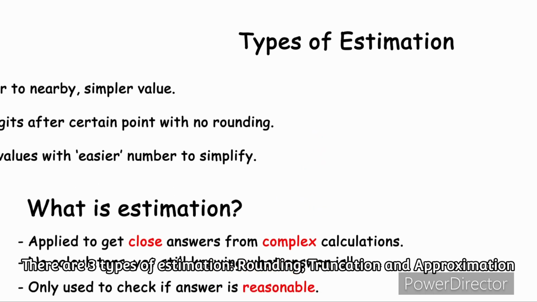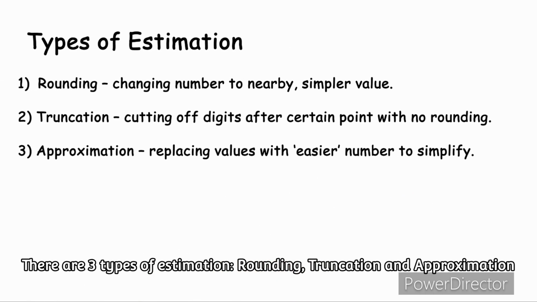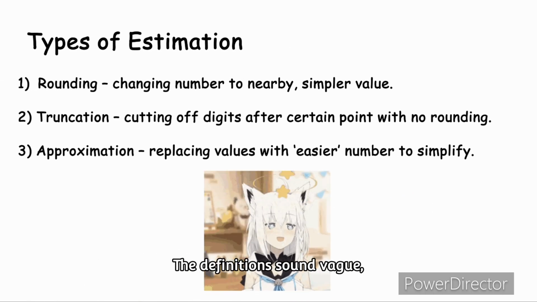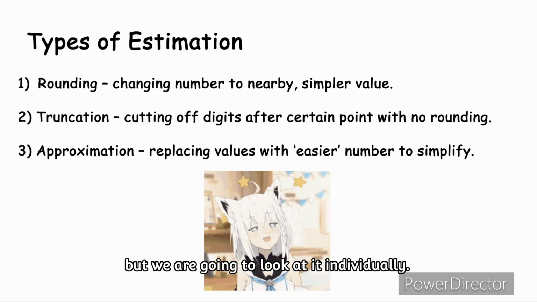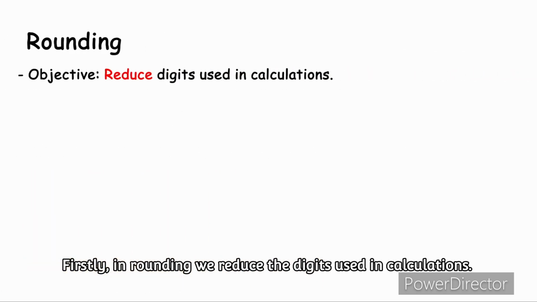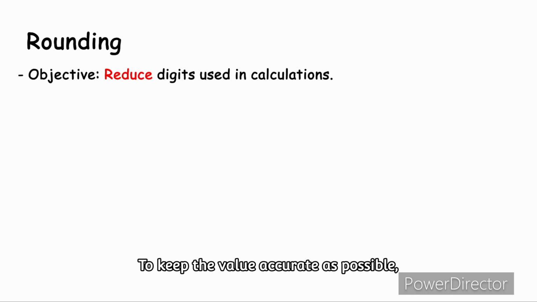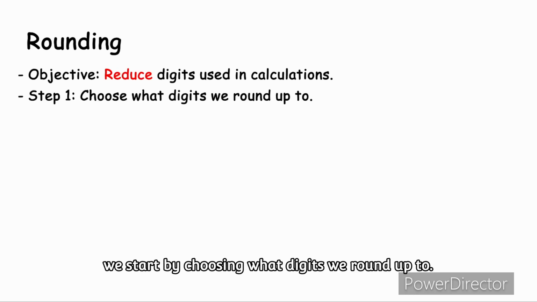There are three types of estimation: rounding, truncation, and approximation. The definitions sound vague, but we are going to look at them individually. Firstly, in rounding, we reduce the digits used in calculations. To keep the value as accurate as possible, we start by choosing what digits we round to.